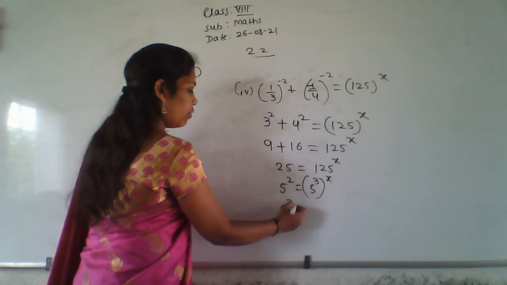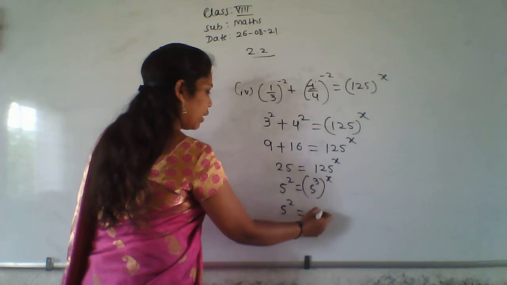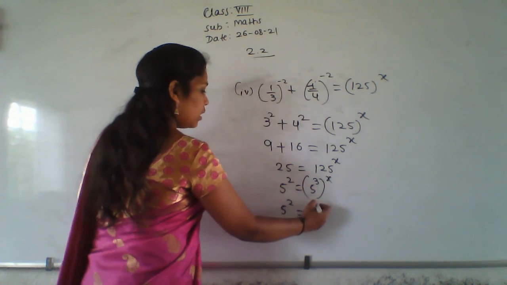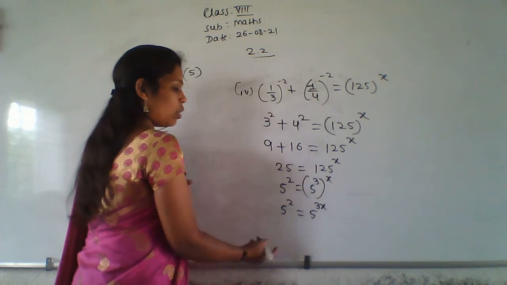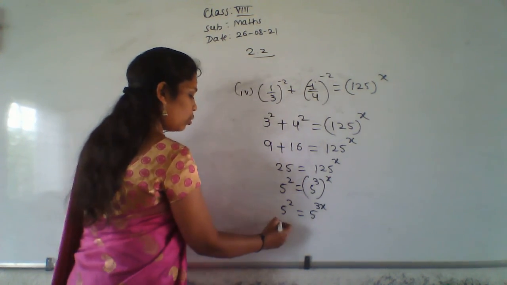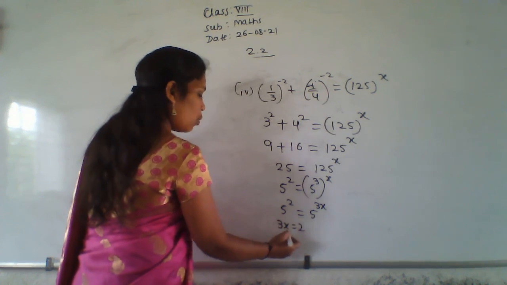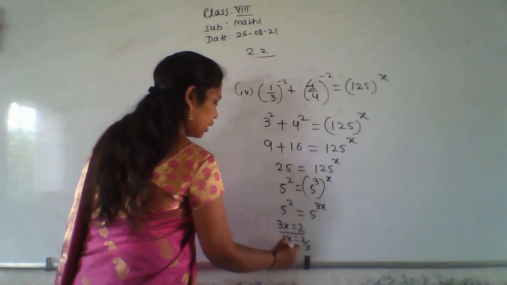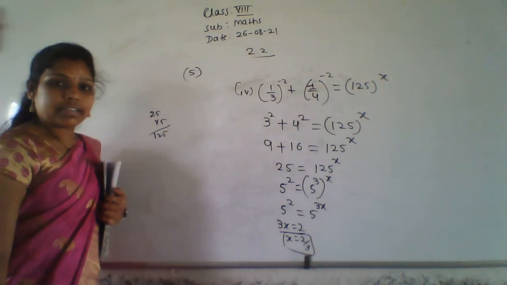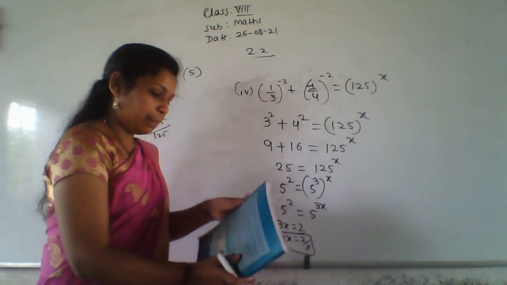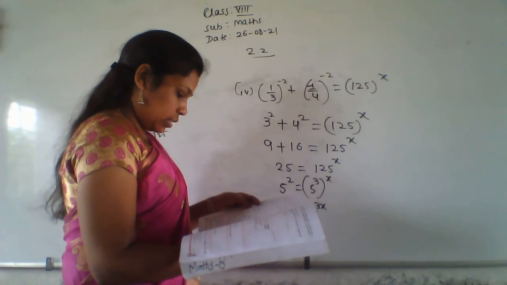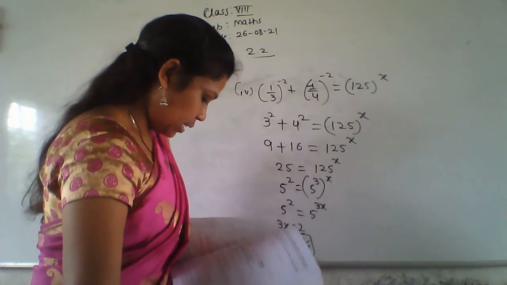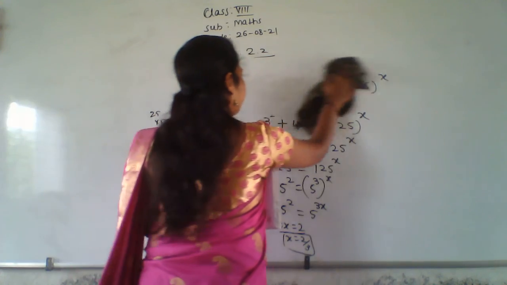Now write here 5 to the power 2 is equal to 5 to the power, multiply 3 into x, that will be 3x. So now 3x is equal to 2. 3x is equal to 2. What is the value of x here? x is nothing but 2 by 3. So we finished. One more problem is there in 5th main. Last problem of the 5th main.